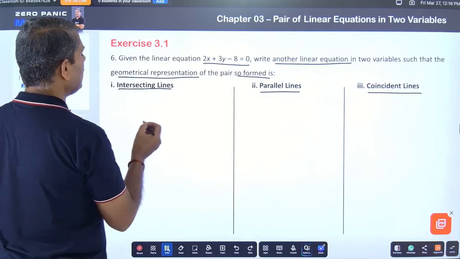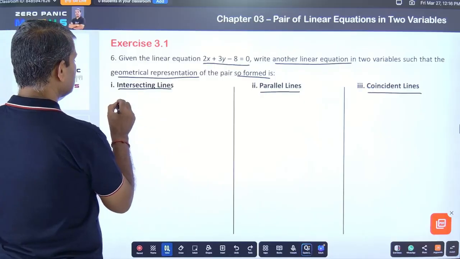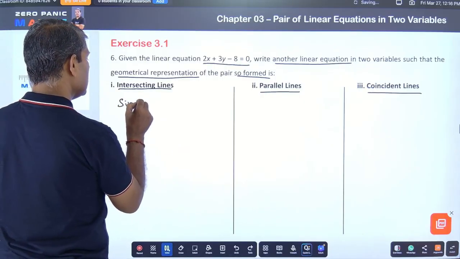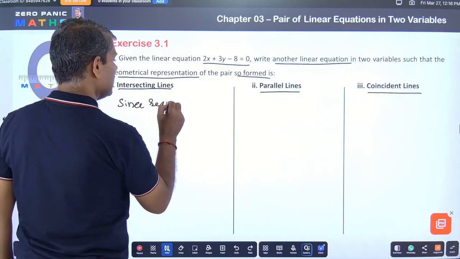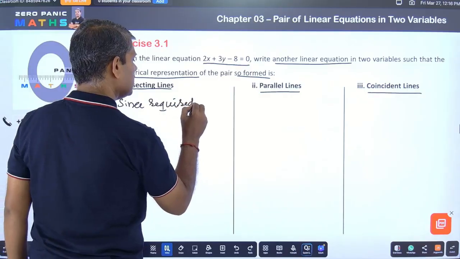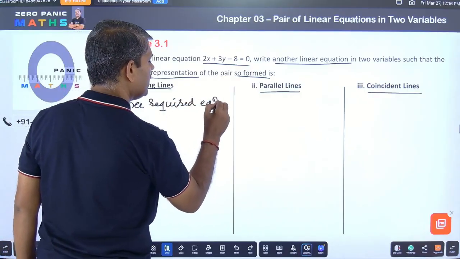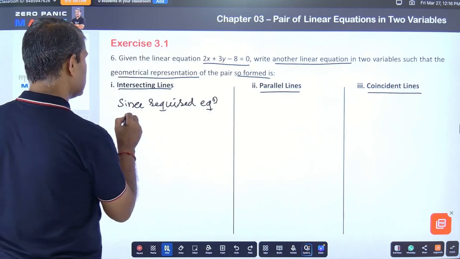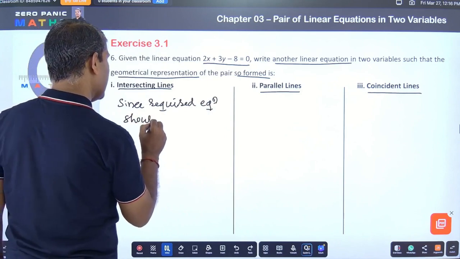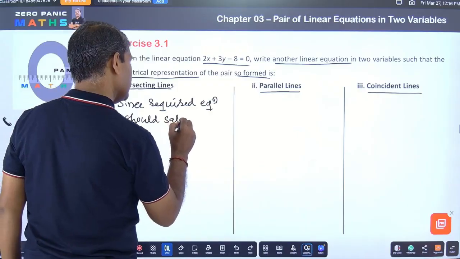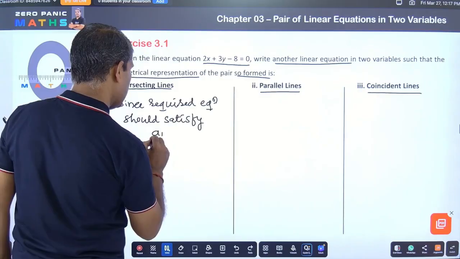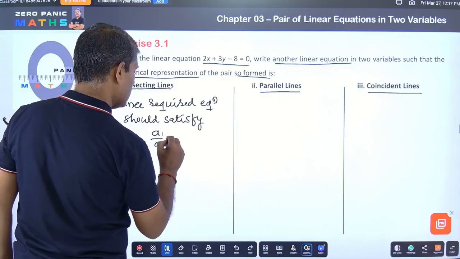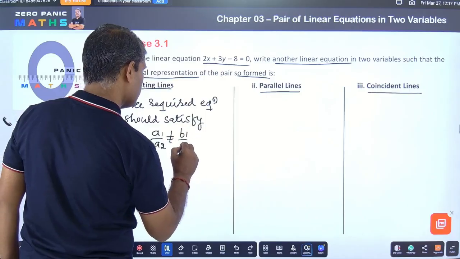Okay, so therefore I can say, since the required equation should satisfy a1 by a2 not equal to b1 by b2.